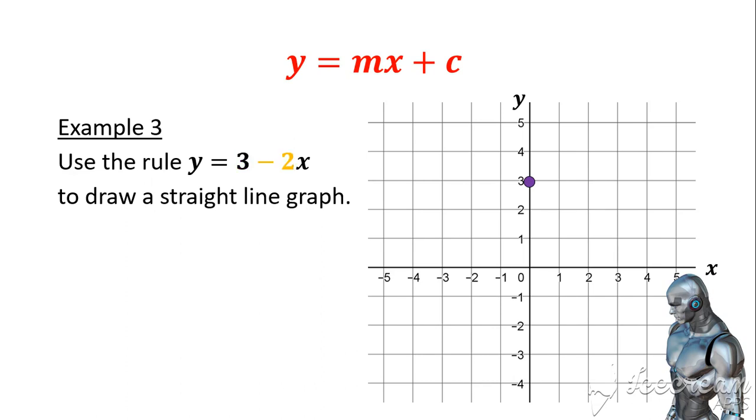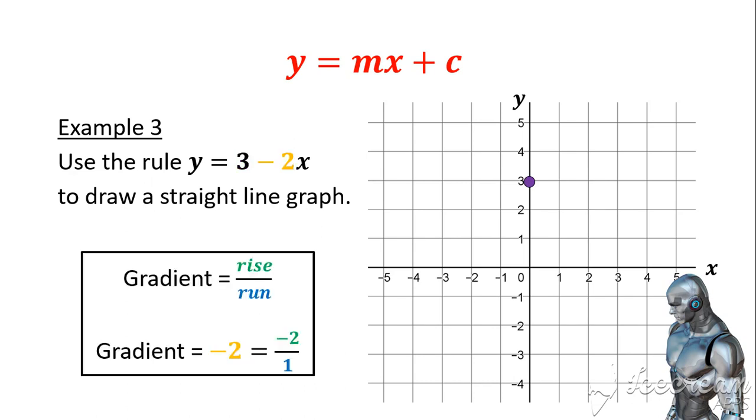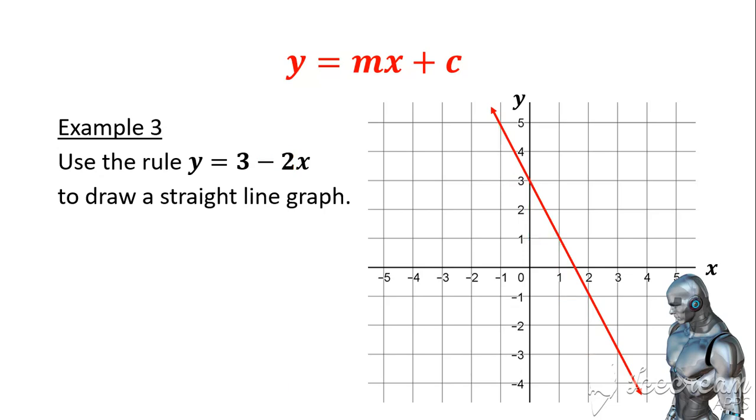Let's now come back to the value of m, the gradient. We know gradient is rise over run. Because it's a whole number, negative 2 has to be written over 1. And we need to rise down 2 squares and across 1, down 2 and across 1, down 2 and across 1. And now we can draw in our straight line graph from here. This is what the graph of y equal to 3 subtract 2x would look like.